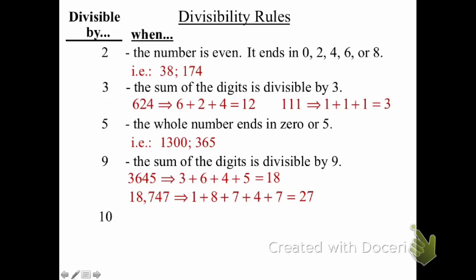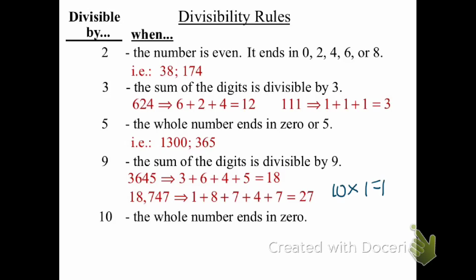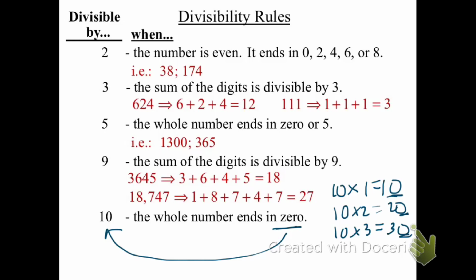Number 10, divisible by 10. The whole number just has to end in 0. We already know this from our times table. What is 10 times 1? 10. 10 times 2? 20. 10 times 3? 30. Always ends in 0. If it ends in 0, we know it is divisible by 10.